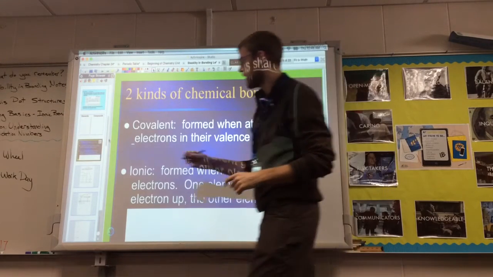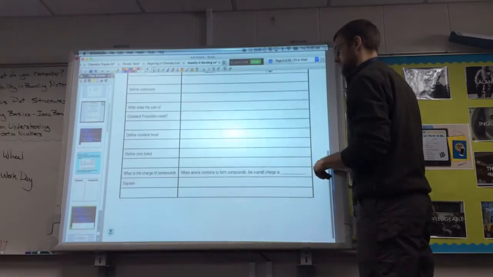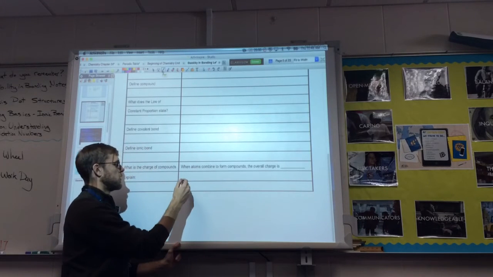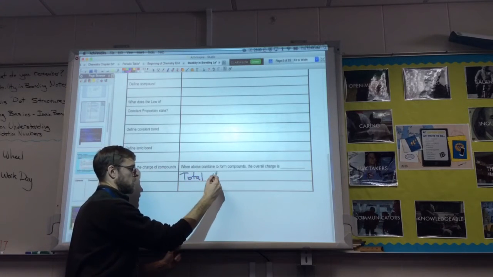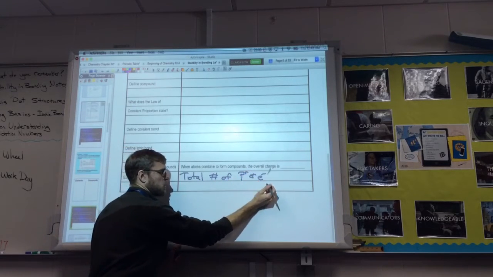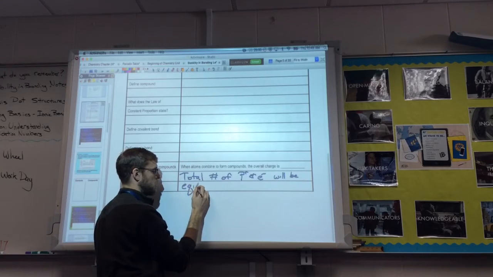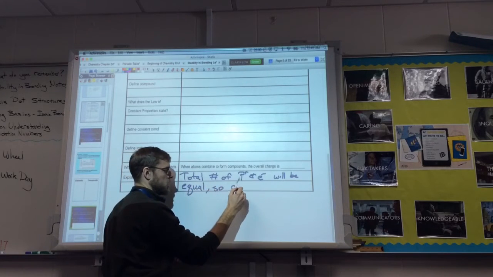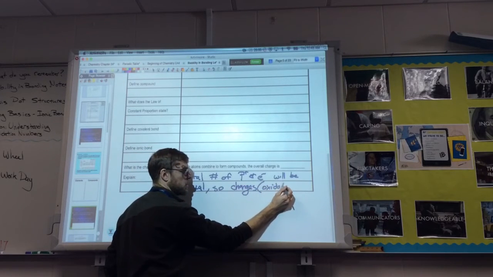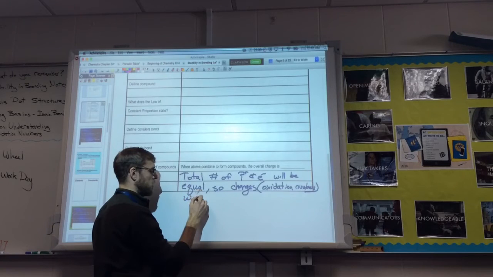How many lines do we have to write that in? It's like the total number of particles doesn't change. If that makes sense for you, you can say that. I'm going to say, okay, so total number of, I'm going to abbreviate, protons and electrons will be equal. So charges, and by charges I mean their oxidation numbers, will cancel each other out.